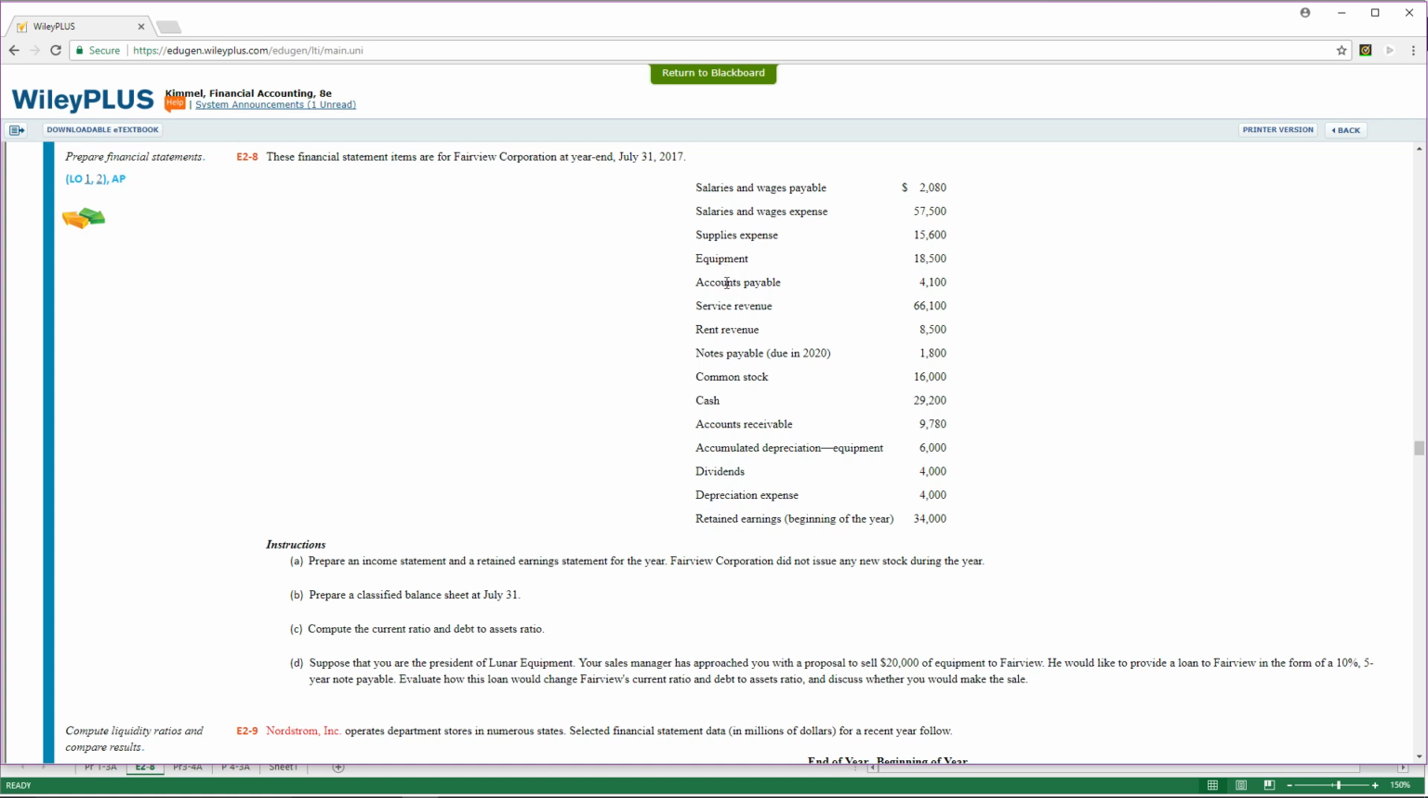If you recall in the previous chapter, I had said supplies are assets. Once a supply is used, it becomes supply expense. Similarly, equipment is an asset, a long-term asset. When it is used, we don't call it equipment expense, we call it depreciation expense because it's a long-term asset. And then retained earnings, beginning balance is going to go into the statement of retained earnings.